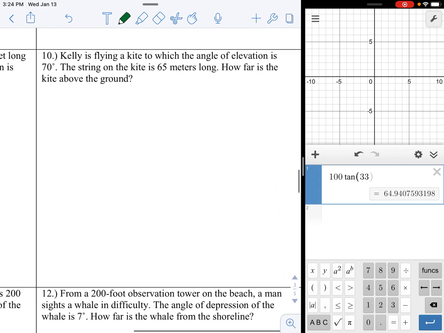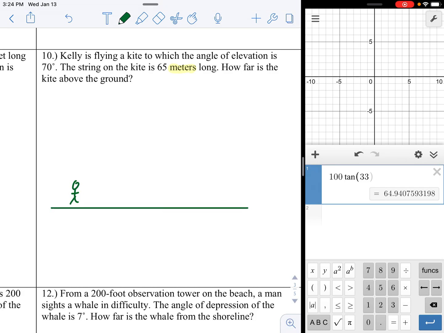Number 10. Kelly is flying a kite to which the angle of elevation is 70 degrees. The string on the kite is 65 meters long. Oh, look, we're going in the metric system. All right. So here, I'll draw the triangle a little different, and I'll illustrate. Here's the person flying the kite.